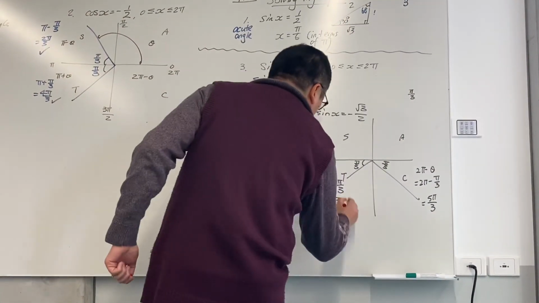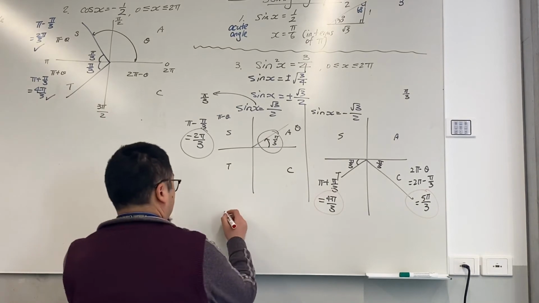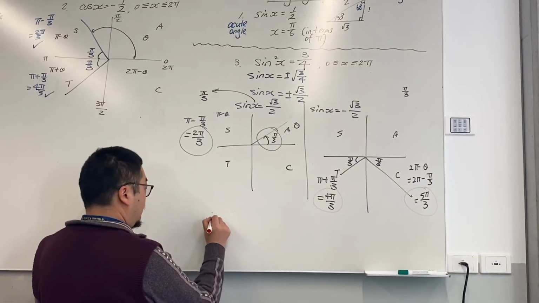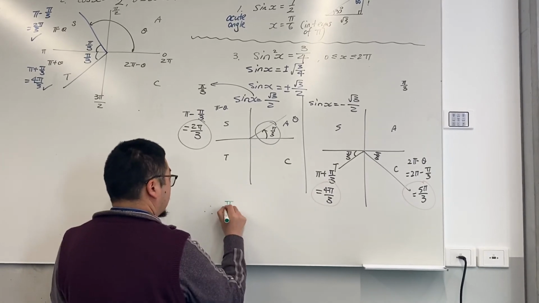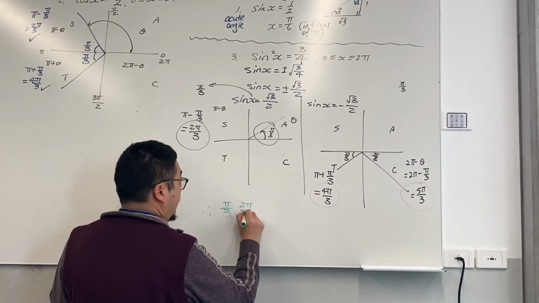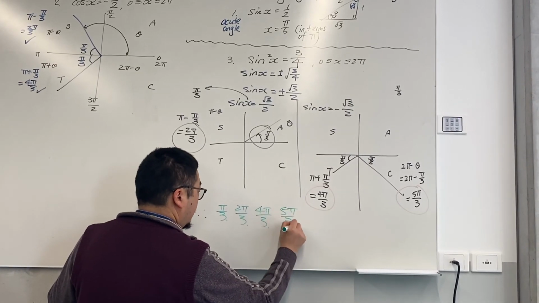Therefore, I got 1, 2, 3, 4 answers. So my final answer is what? Therefore, the answer is pi on 3, 2 pi on 3, 4 pi on 3, 5 pi on 3. Finished.